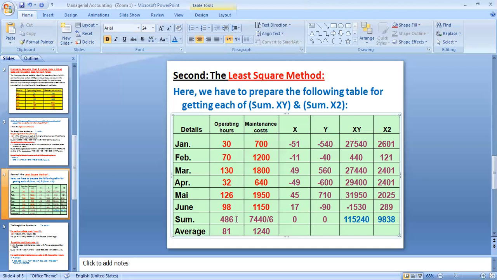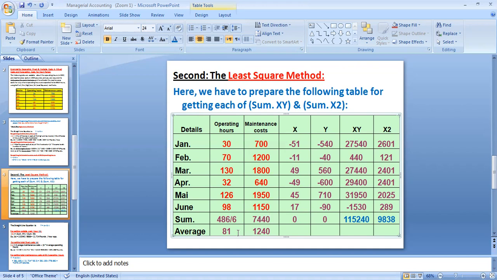486 hours. This is the total number of hours for January, February, March, April, May, and June, for 6 months. If divided by 6, it gives me the average number of hours per month. Again, 30 plus 70, 100 plus 130, 230 plus 32, 262 plus 126 plus 98 gives 486. 486 is the total number of hours for the 6 months. If divided by 6, it gives 81.